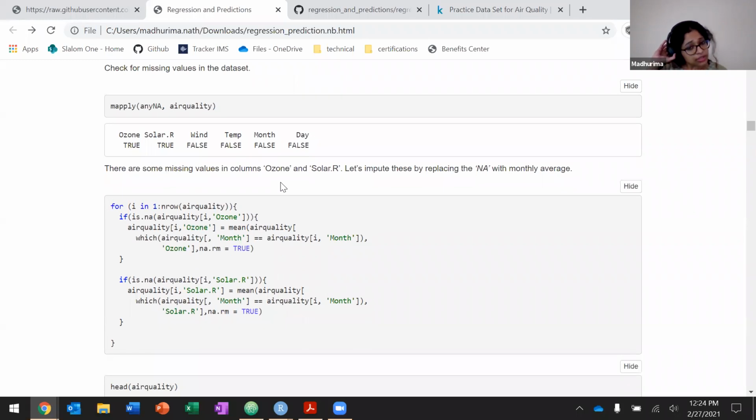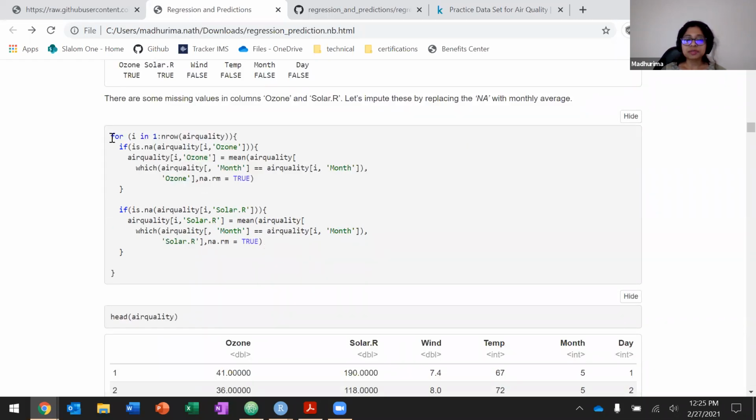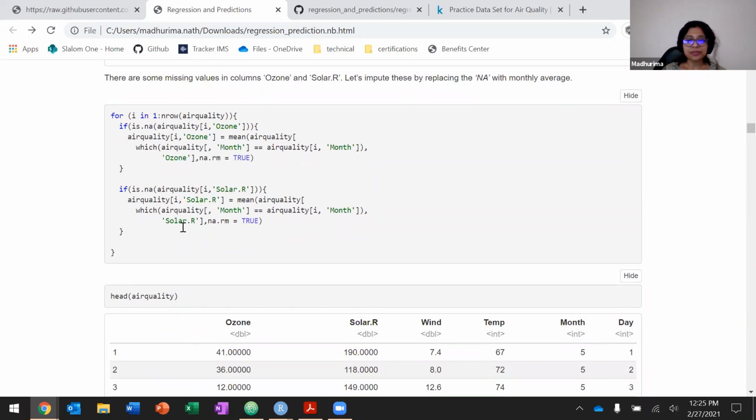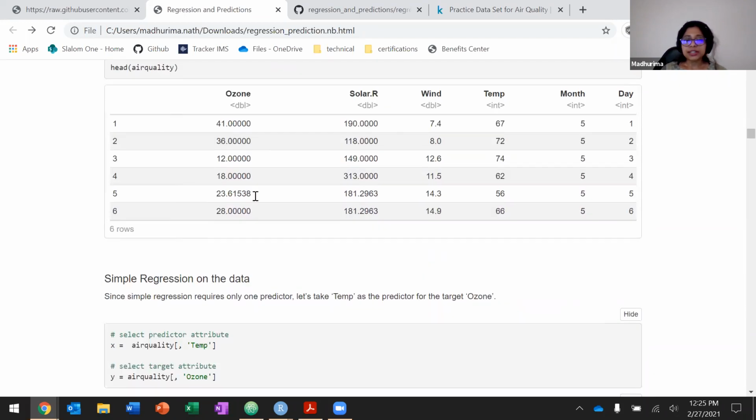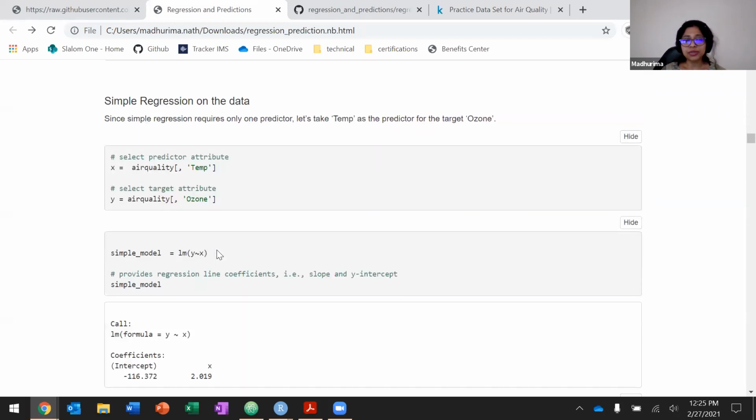So what I did was I imputed the missing values in ozone and solar radiation by replacing them with the monthly average. This is just a few lines of code to replace that. Once I do that, I see that there are no missing values present, and they have been imputed with the monthly average. So now that my data is all nice and clean, I will go on to apply the simple linear regression.